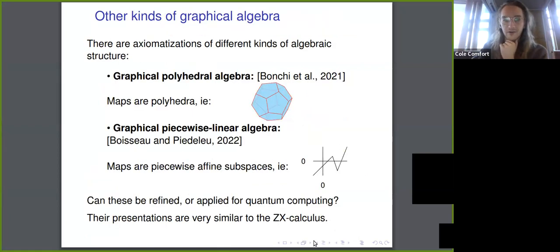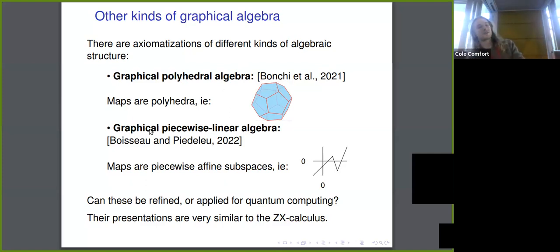Oh yeah, and finally, there's other kinds of graphical algebra where you take the subspaces to be different kinds of structures. So there's this graphical polyhedral algebra. So now the maps don't have to preserve parallelograms, but the maps are themselves polyhedra. So I've just taken a picture of polyhedra from Google Images, and Bonchi et al. gave a complete set of equations for this. And it's very, very similar to the ZX calculus, except the generators are slightly more rich.